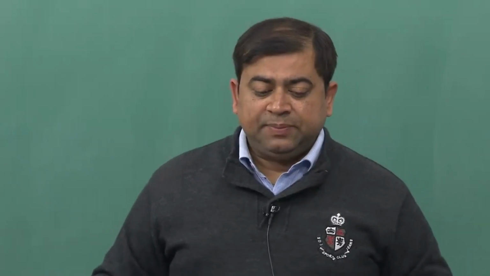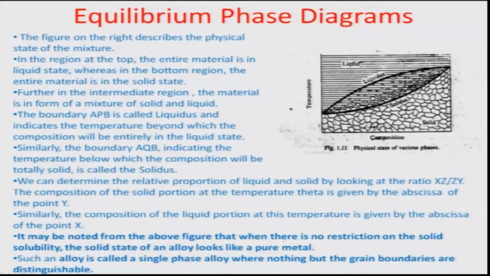Let us look at the interpretation. The figure on the right describes the state of the mixture, so the physical state of the various phases here. So, you can see there is a liquid state, there is a solid state, and this one represents the liquid plus solid state, and we may determine the relative proportion of liquid and solid in this by looking really at the ratio xz by zy.